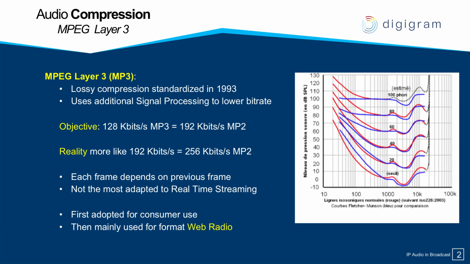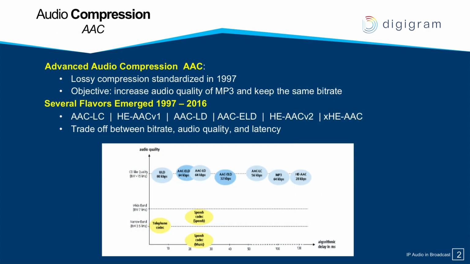Now, as more complex audio has come out, there was a quest to make even better audio quality at the same quality as MP3 at an even lower bit rate. And then we had something called Advanced Audio Coding, the acronym is AAC, and it was standardized in 1997. Again, it had its objective: increase the audio quality of MP3 and keep the same bit rate, or even lower. And from 1997 to 2016, several flavors of AAC have emerged. You're going to run into these terms when you're setting up a codec scenario, so that's why we go through this.